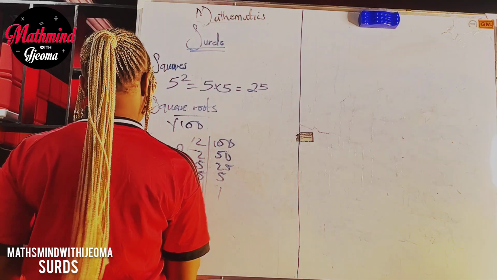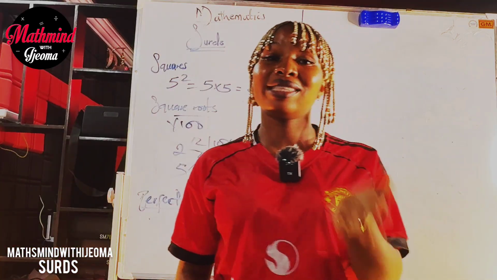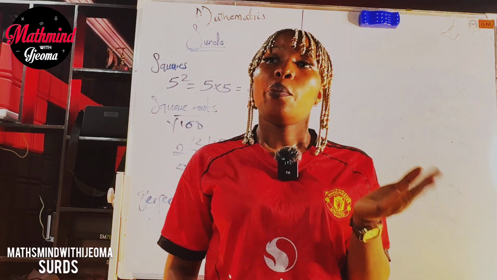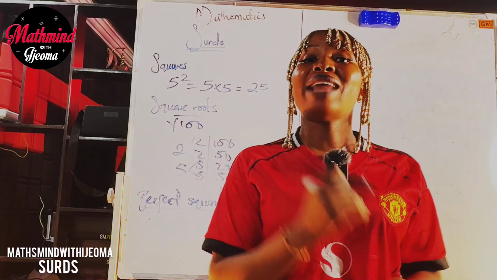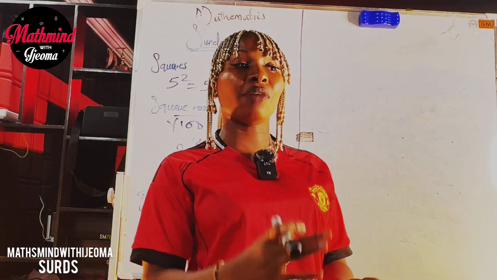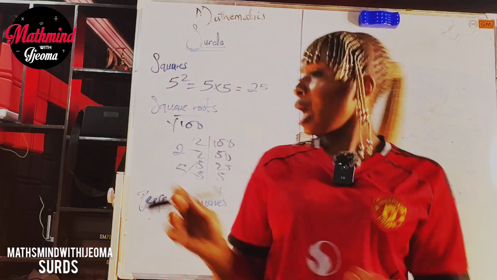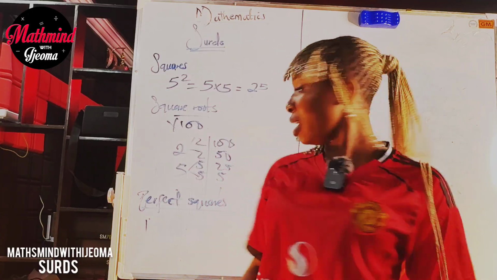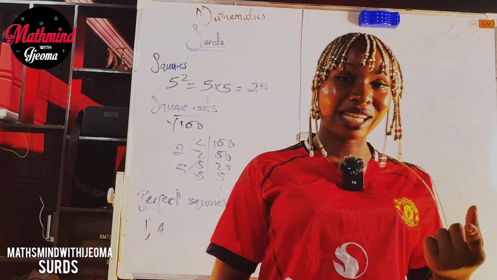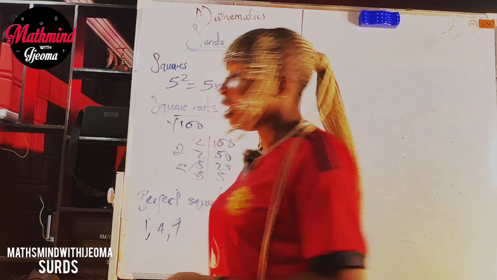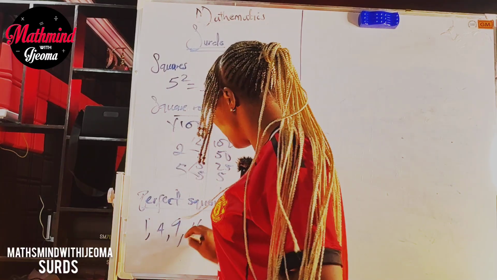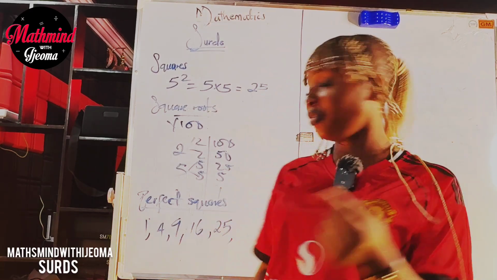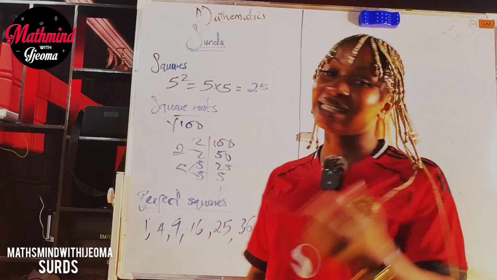Now, perfect squares. Perfect squares are numbers that have an exact square root. Like I said earlier, a perfect square is a number that a whole number multiplies by itself to get. Our first perfect square is 1, because 1 times 1 is 1. Next is 4, because 2 times 2 is 4. Next is 9, 3 times 3 is 9. Next is 16, 4 times 4 is 16. Next is 25, 5 times 5 is 25. Next is 36, 6 times 6 is 36.